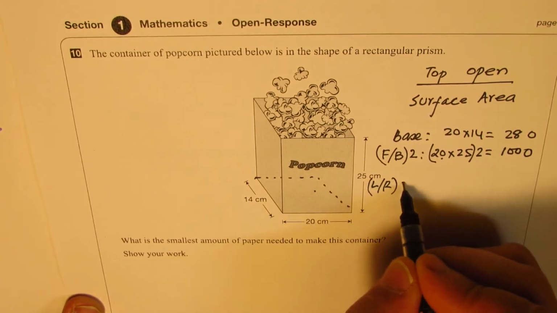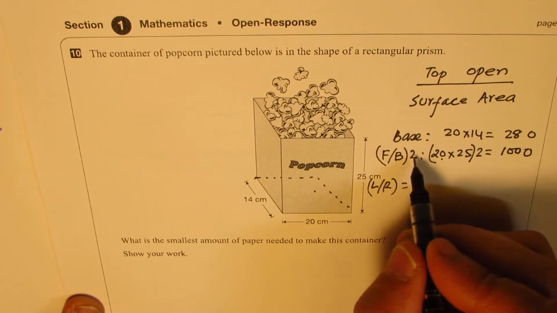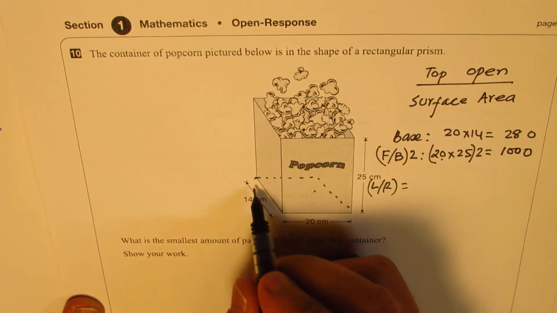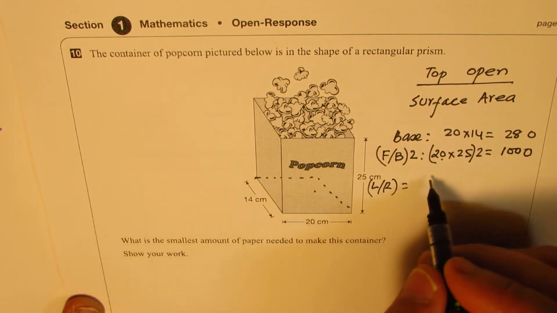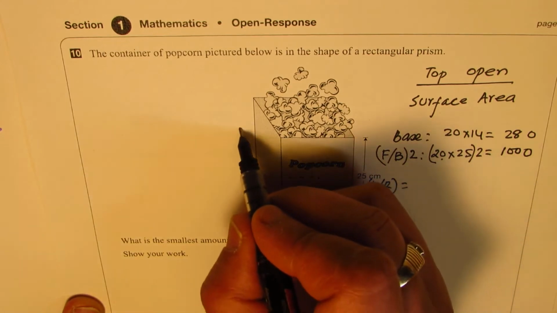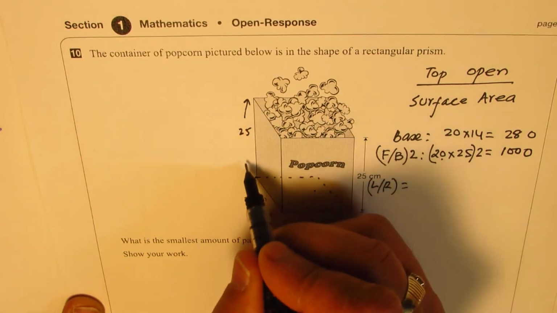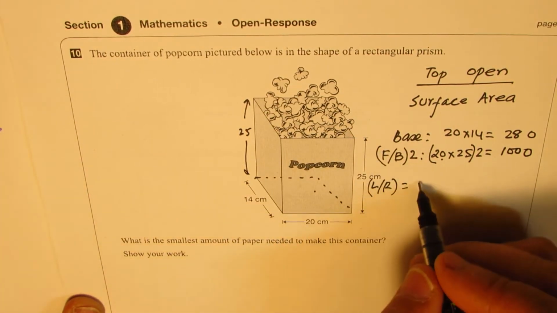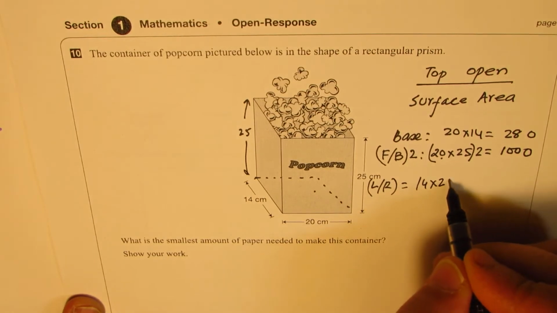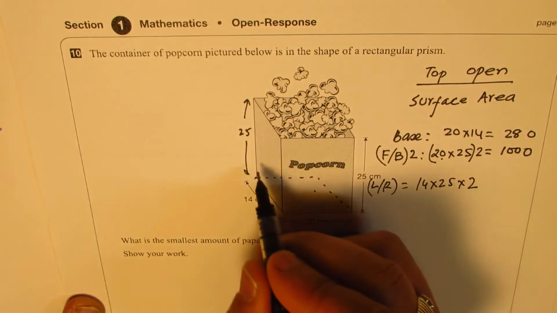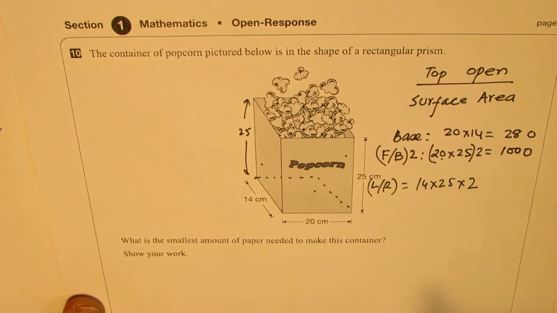Now we are looking for left and right side, right? So two such sides, left and right. So the area is 14 times 25, right? So this is the height, which is 25, and that is 14. So we'll do 14 times 25 times 2 because there are two of these sides. Perfect. So left side and the right side.